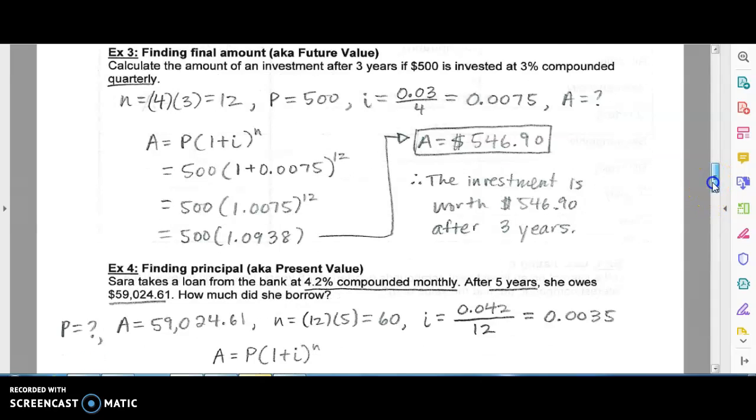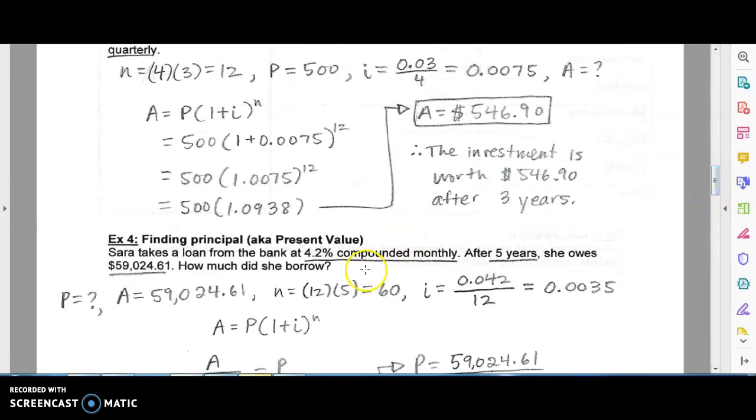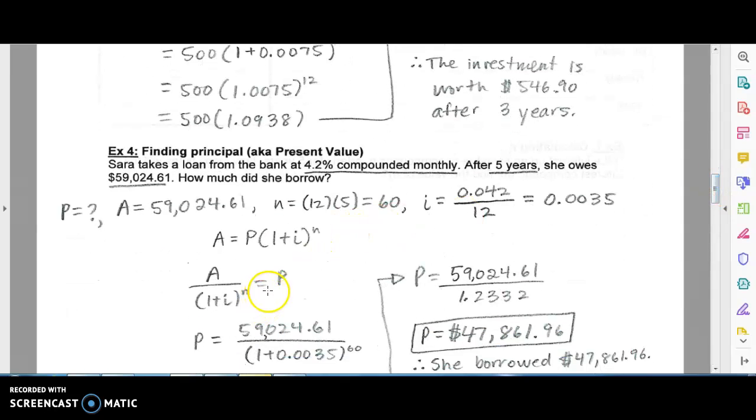So what you can do then is plug all your numbers into the formula as it is right here, but just note that the P is not isolated. So you could plug your numbers in and then isolate P, or you can do what we've done here, which is isolate for P first. And how do we isolate for P? Well, right now it's P times 1 plus I to the N. The opposite of multiplying would be to divide. So we divide both sides by 1 plus I to the power of N. So P is equal to A over 1 plus I to the N.